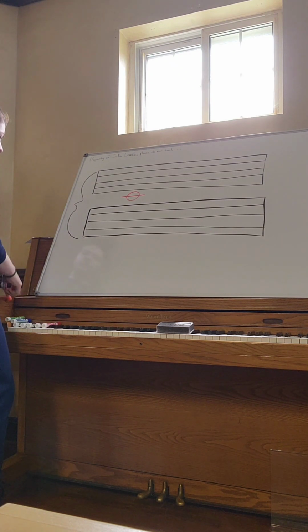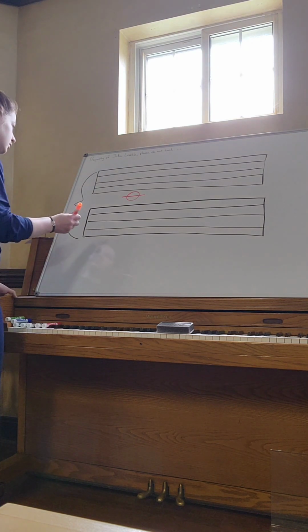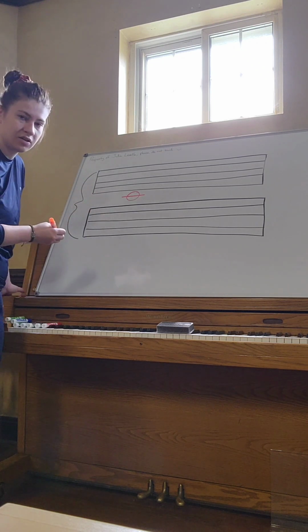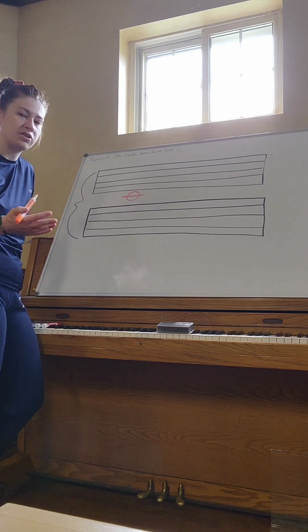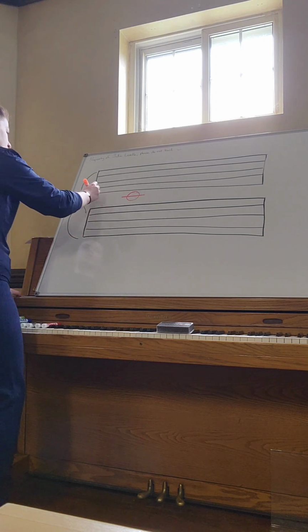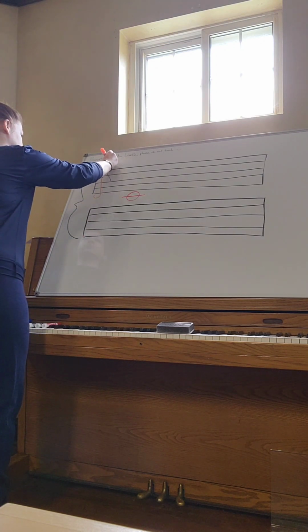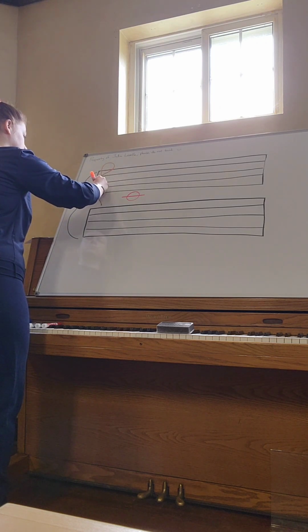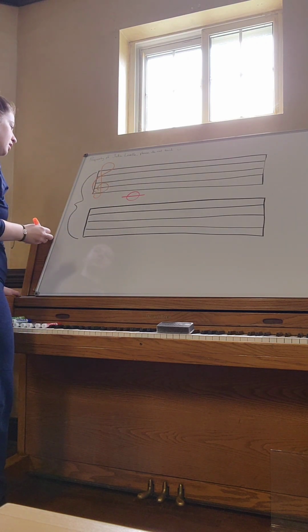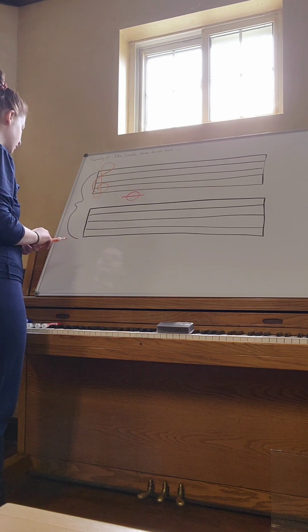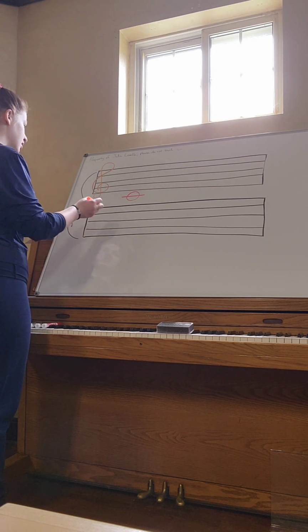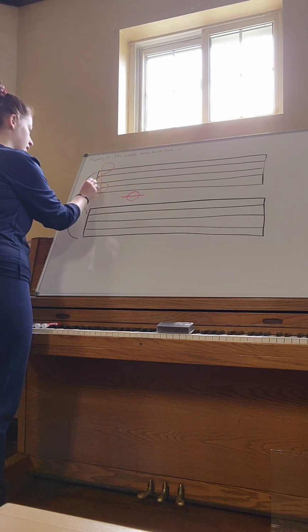So what else makes a staff? Well, a clef. And clefs not only identify what type of staff you're in, but what register you're in. So here we have a treble clef, or a G clef. The reason why it's called a G clef is because, see this little swirly thing right here?